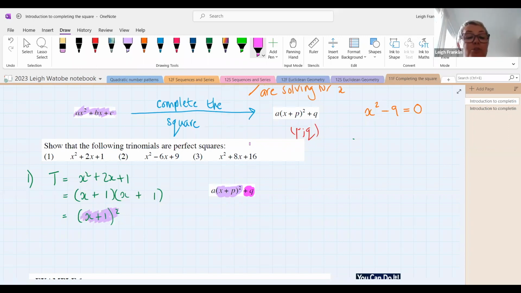So now what I want you to do is pick number 2 or number 3, and I want you to factorize it for me, just as I've done in number 1. Either you're going to do number 2 or you're going to do number 3, and I just want you to practice factorizing it. I'm going to give you 3 minutes. Are there any questions?